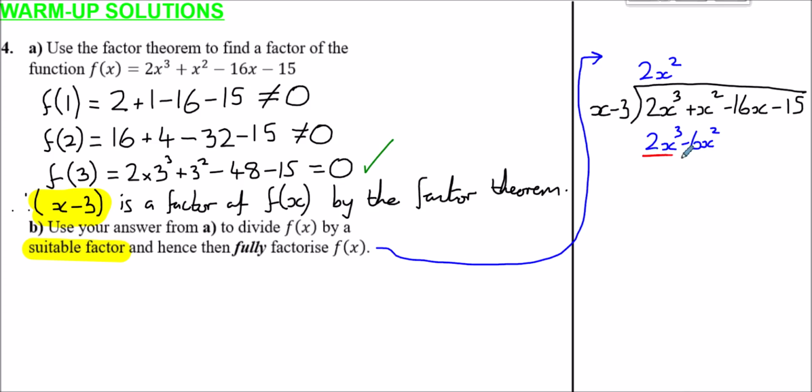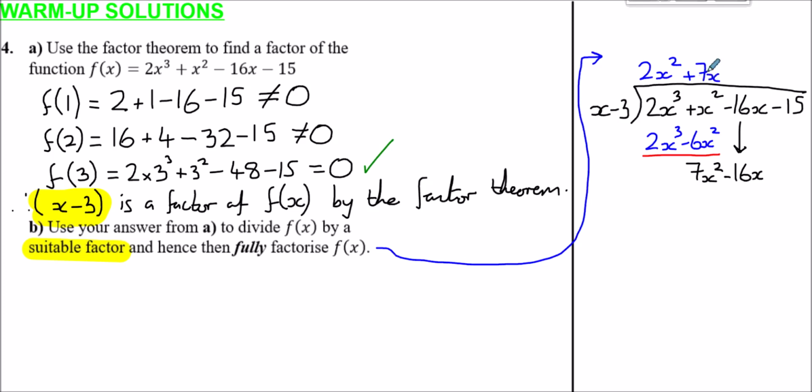Next, we subtract. We subtract 2x cubed from 2x cubed. This will always cancel. X squared minus minus 6x squared gives us 7x squared. And before we divide again, we need to always remember to bring down the next term in the dividend, which is minus 16x. Now we go again and divide. So we divide the highest power of x from this step, which is 7x squared, by the x here. So 7x squared divided by x gives us plus 7x.